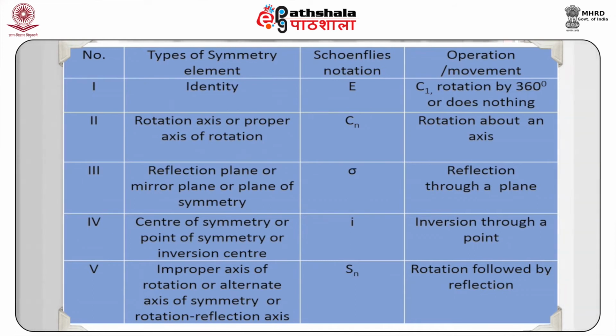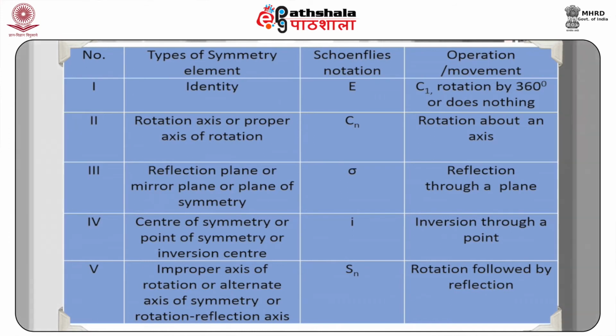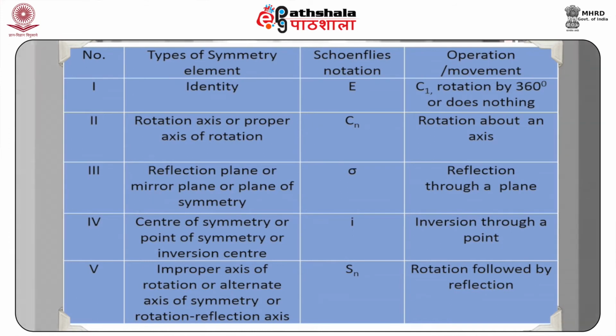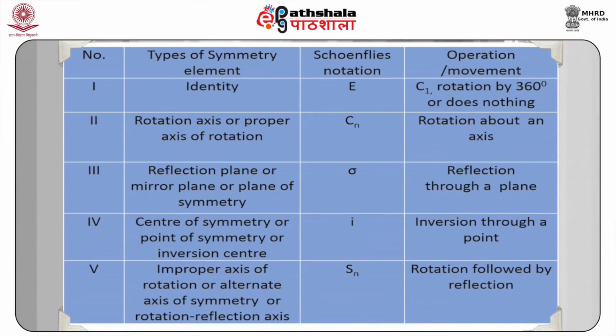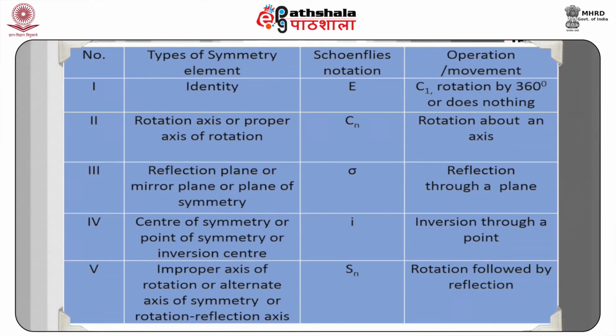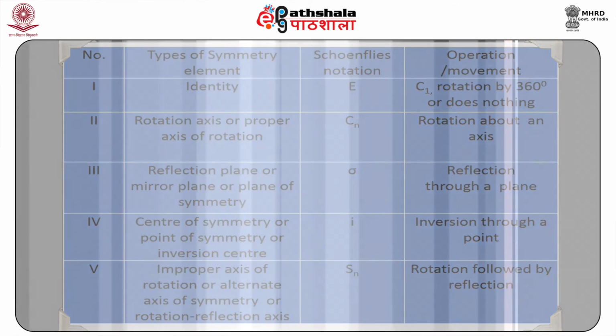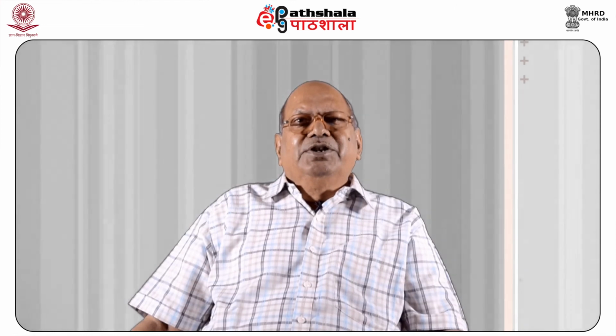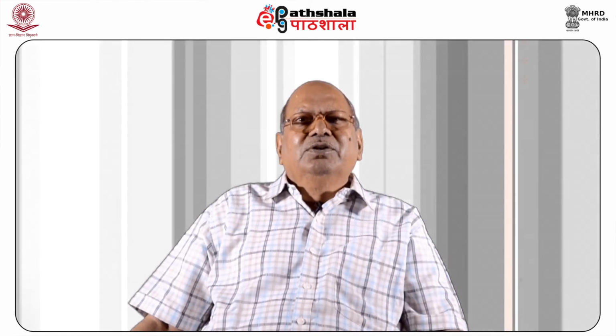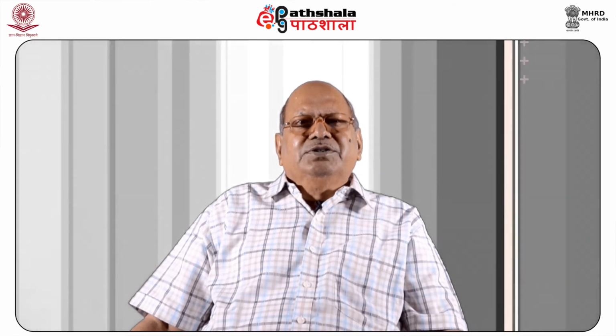So in total, the symmetry elements that are present or expected are E, Cn, sigma, i and Sn. And in an isolated molecule we generally deal with this type of symmetry elements. Now let us explain each and every symmetry element present in the molecule, what it means.